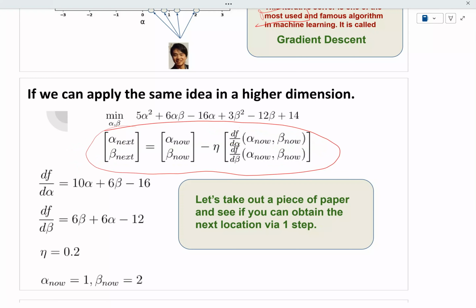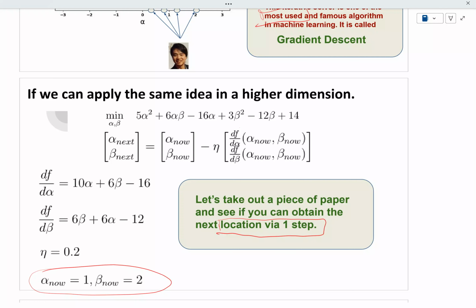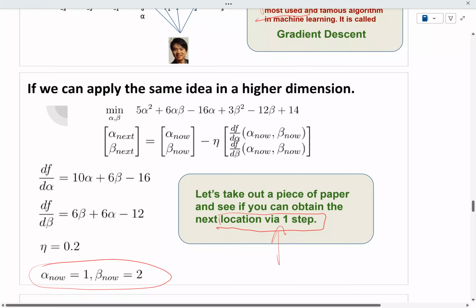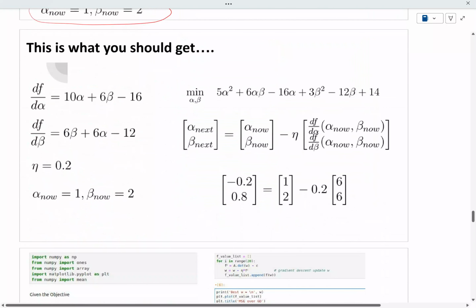Now, I want you to take a piece of paper and see if you can obtain the next location. Okay, so if your current location is 1 and 2, what is your next location for gradient descent? Okay, pause the video. I'm going to continue. This is what you should get.